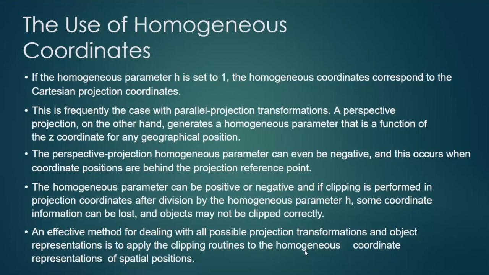A perspective projection, on the other hand, generates a homogeneous parameter that is a function of the z coordinate for any spatial position. The homogeneous parameter can be positive or negative, and if the clipping is performed on the projection coordinates after division by the homogeneous parameter h, information can be lost and the objects may not be clipped properly. So the effective way to handle all possible projection transformations and object representations is to apply the clipping routines to the homogeneous coordinate representation of spatial positions.